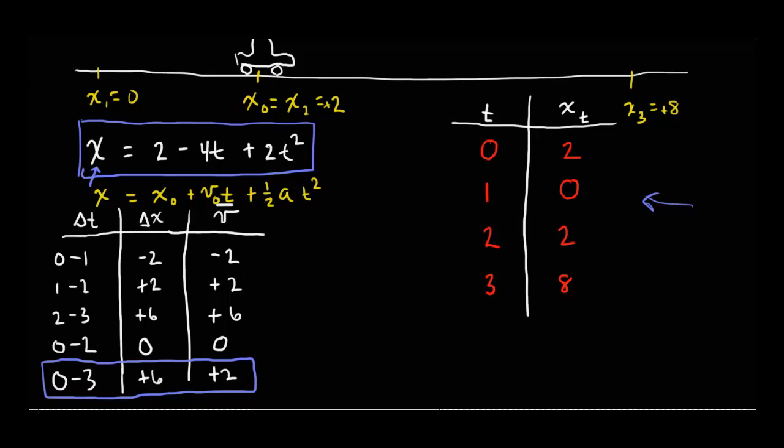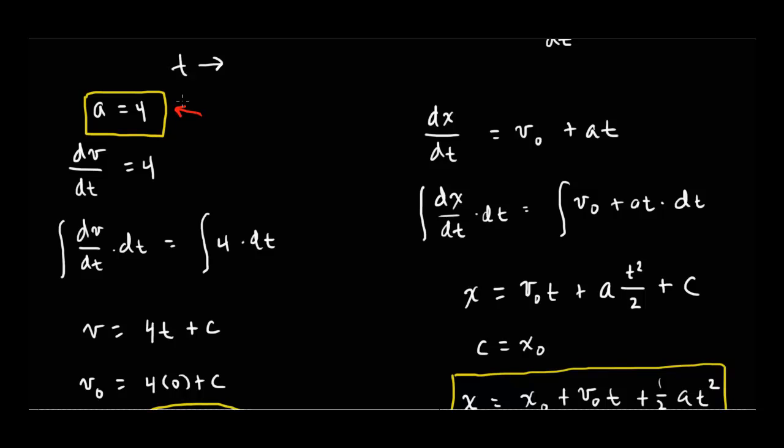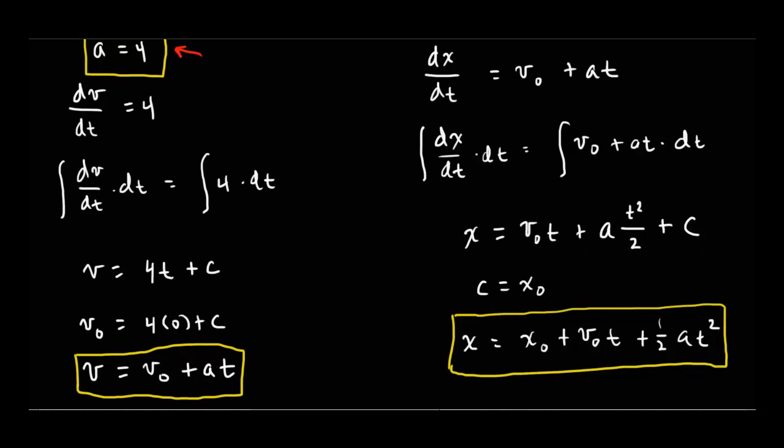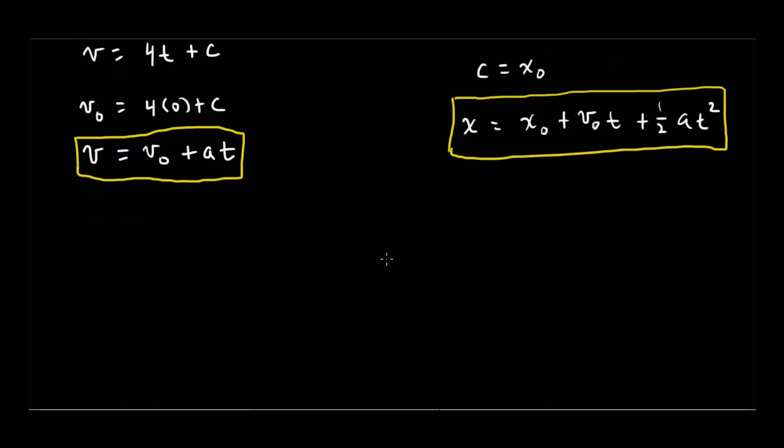Okay, so let's maybe, just to make it really clear, the 2 is our starting position. The -4 is our initial velocity. And the 2 is 1/2 of a. Well, if 1/2 of a is 2, then a is 4. And we know that already. That was our starting point here. The acceleration is 4. And so now we've got a couple other equations in our pocket here. We've got this very useful equation right here. And we've got this very useful equation.